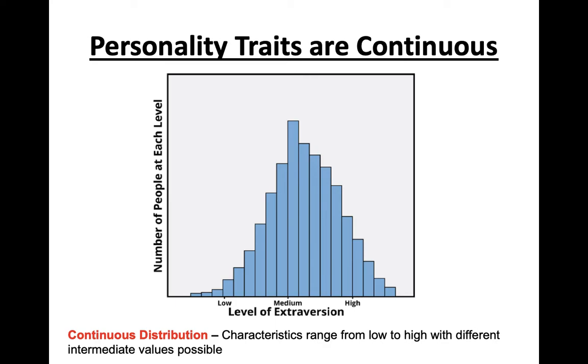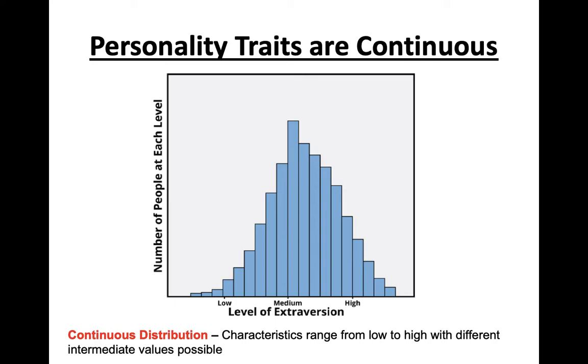An important feature of personality traits is that they reflect a continuum rather than distinct personality types. So this is referred to as a continuous distribution. And this is the idea that characteristics can go from low to high with all different intermediate values in between that are possible. So a person does not simply have a trait or not have it, but the idea is that we can possess a varying amount of different traits.